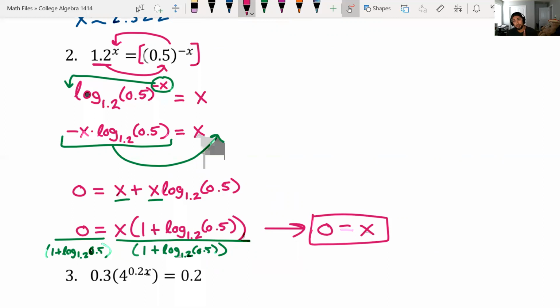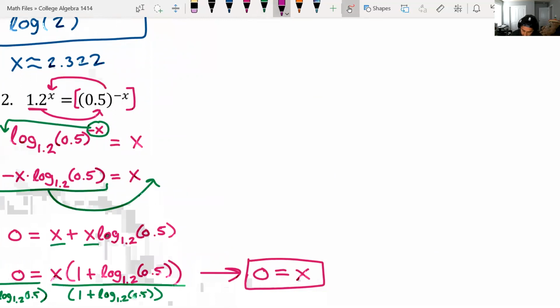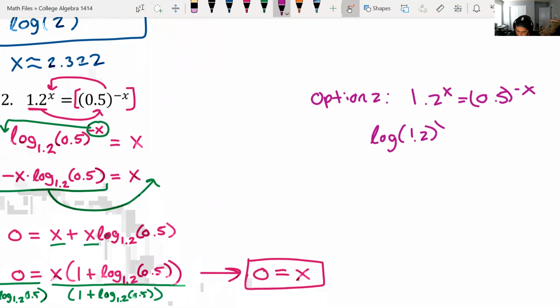Okay, so there is another way to solve this in case that was just way too hard to look at. Maybe the second method might be easier. So let's see. We'll say option 2. I'll have 1.2 to the x equals 0.5 to the negative x. And what I'm going to do here is apply logs to both sides. So I'm going to say log of 1.2 to the x equal to log of 0.5 to the negative x. So we apply logs to both sides. And then we do power rule on both of them. So the x's come down.